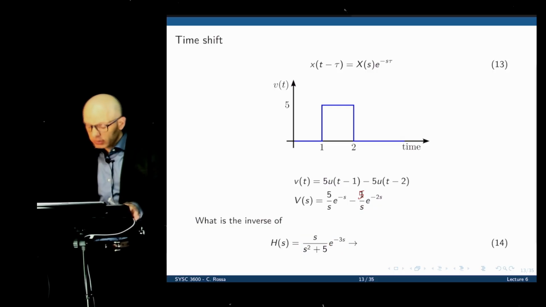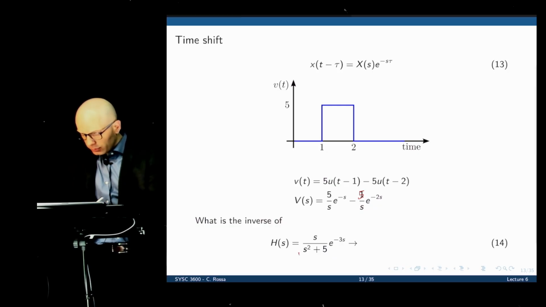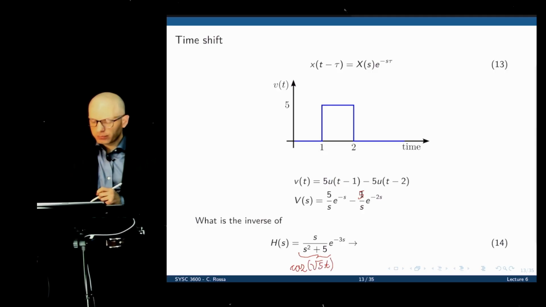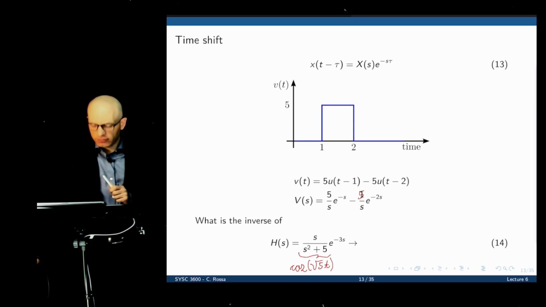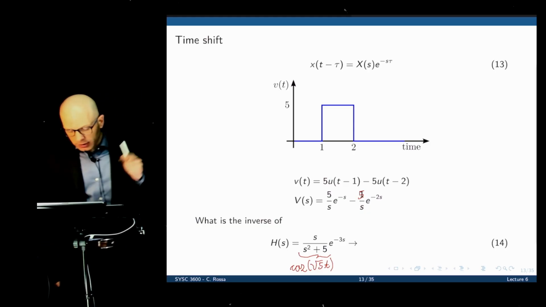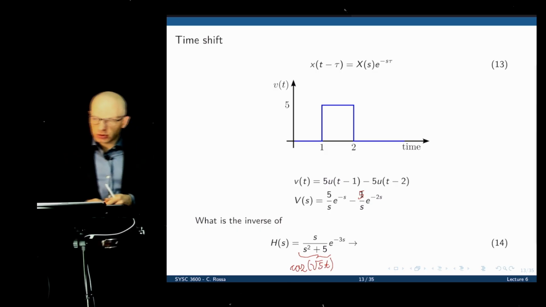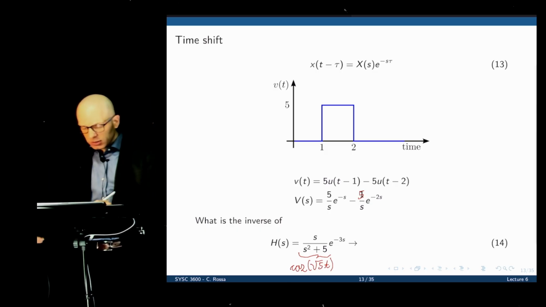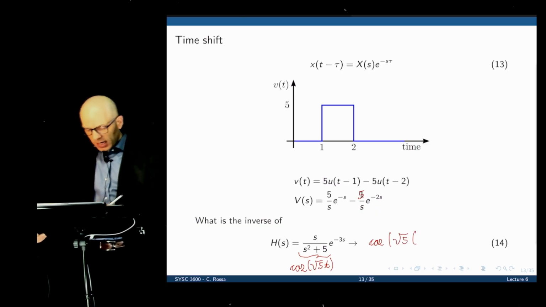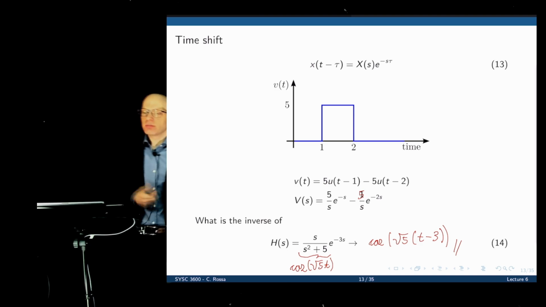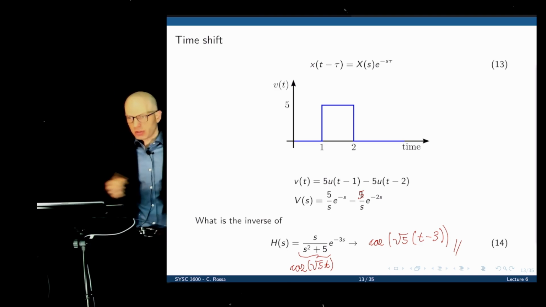What signal gives s divided by s squared plus 5? If you go to the table of Laplace transforms, you can check this later. This is cosine of square root of 5 t. If you take the Laplace transform of cosine of square root of 5 t, we have s divided by s squared plus 5. But there is the extra term, exponential of negative 3s, which means that the original signal we took the Laplace transform of was shifted in time by 3 seconds. So the actual signal must be shifted by 3 seconds: cosine of square root of 5 times t minus 3. Right? Because it's shifted in time by 3 seconds. And that's the original signal that originated that function.